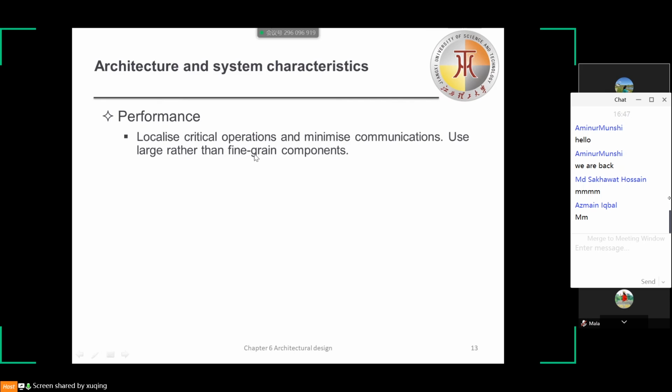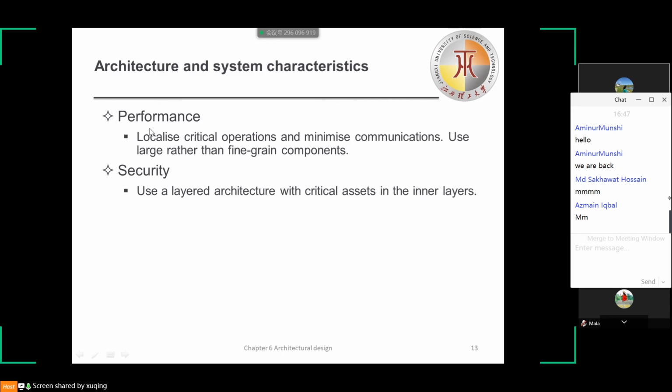We may also consider runtime system organizations that allow the system to be replicated and executed on different processors. Here is the performance. We have talked about these non-functional requirements before. The second one is the security.